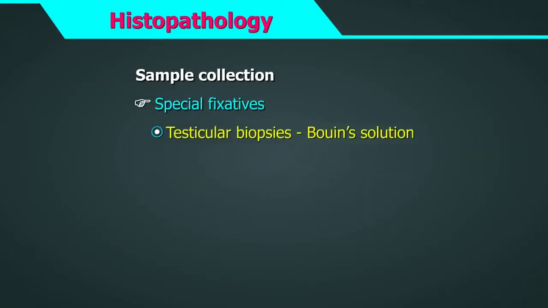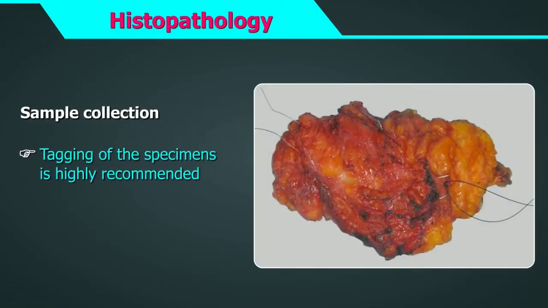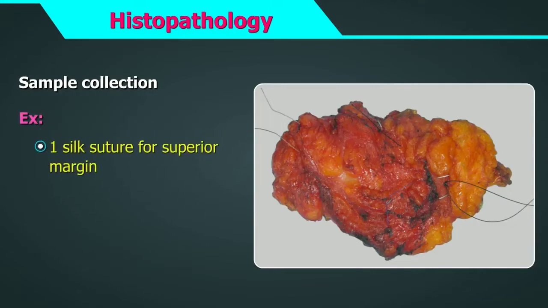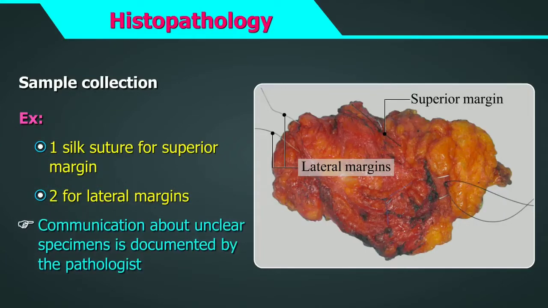Few tissues require special fixatives. For example, testicular biopsies fix better in Bouin's solution. Tagging of the specimens is highly recommended for easy orientation of the tissue. Every institute should evolve tagging mechanisms of communication between surgery and pathology staff. For example, 1 silk suture for superior margin, 2 for lateral margins, etc. This should be clearly defined in the SOPs.